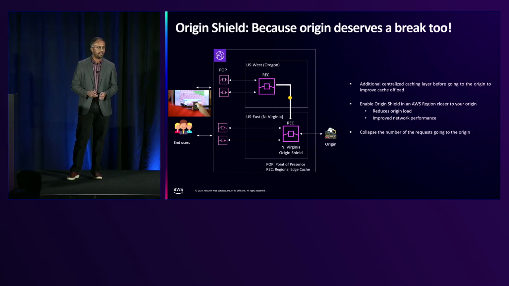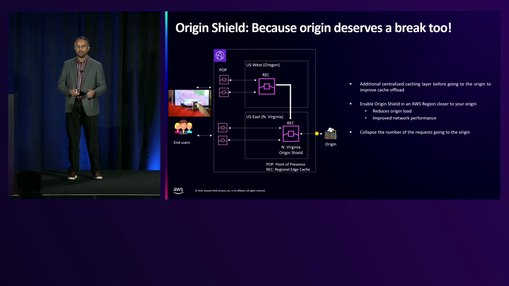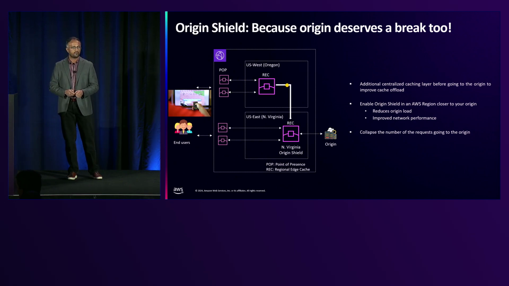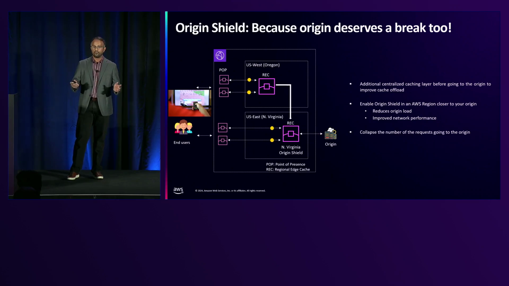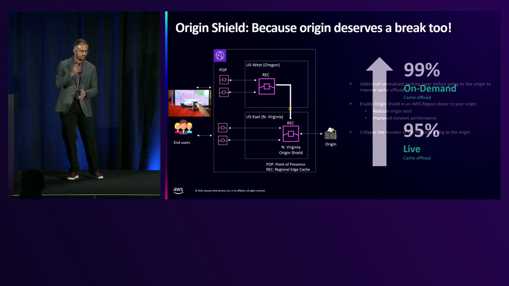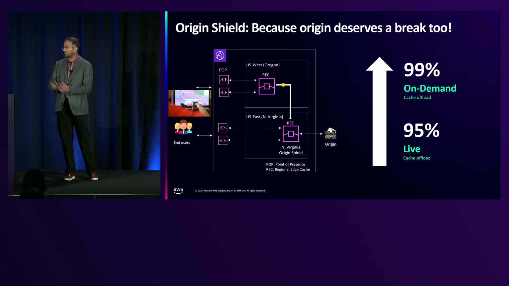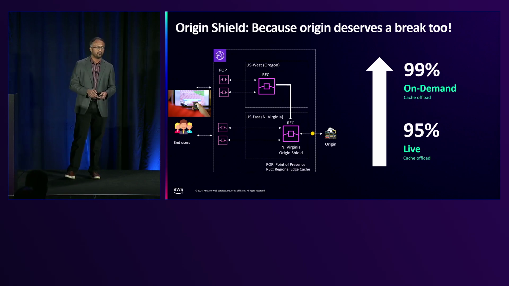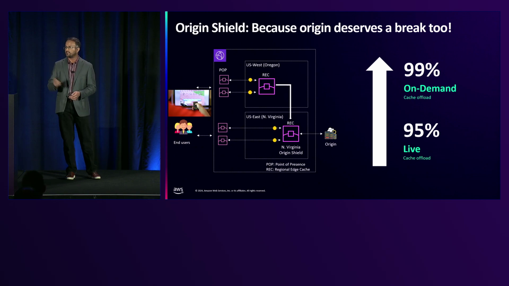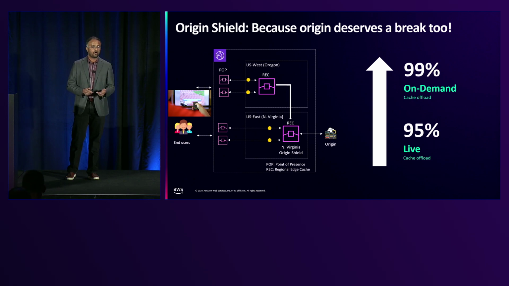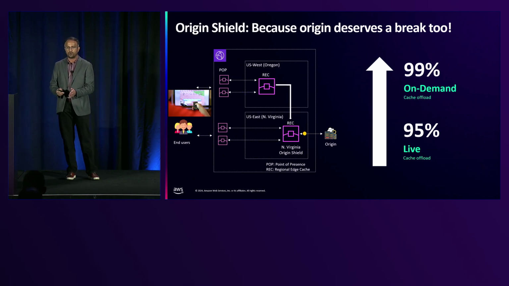Now, if I take the same scenario, if I was running a 2-hour game with 1 million customers streaming, totaling 1 billion requests, with a 4-second segment duration, we noticed a 5% improvement in our cache offload when we used an origin shield. Here are the results. We saw a 99% cache offload for on-demand and a 95% cache offload for live content. So if you are hosting your own website or you are running your own e-commerce or streaming platform, I highly recommend that you use an origin shield to protect your origin.